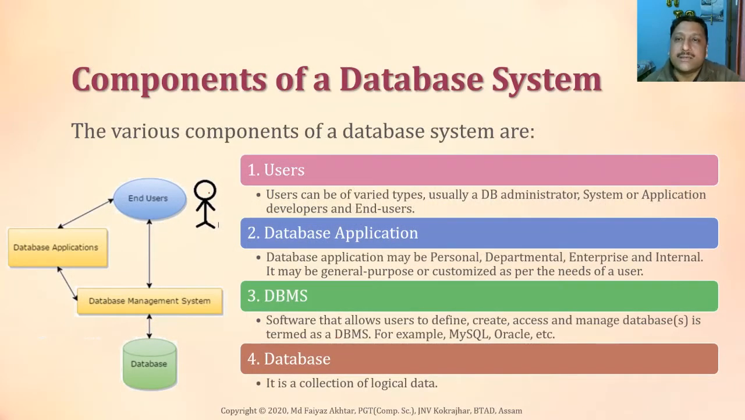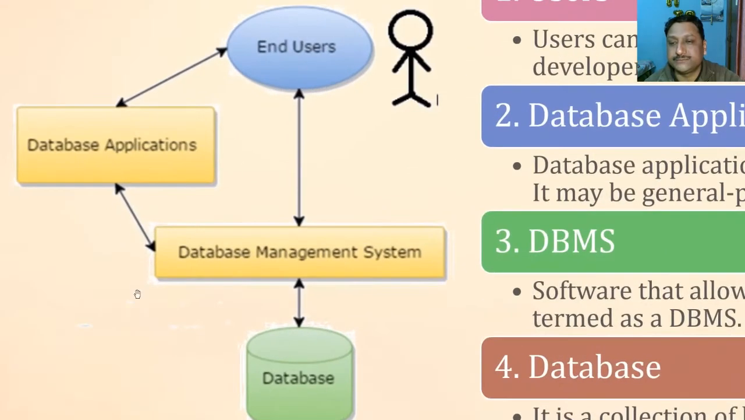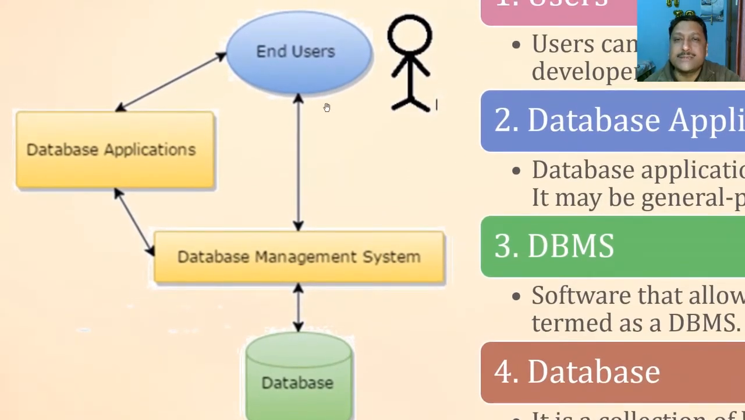Now again, components of a database system. So many components are there in a database system. See here. A database system may have end users who use those databases. Then database application software is there, database management system software is there, and then finally the database, which is kept in the computer's memory, in hard disk or somewhere else.